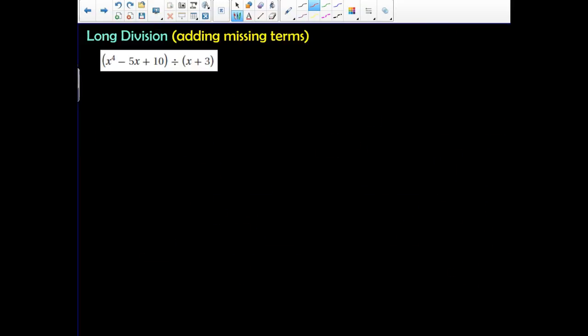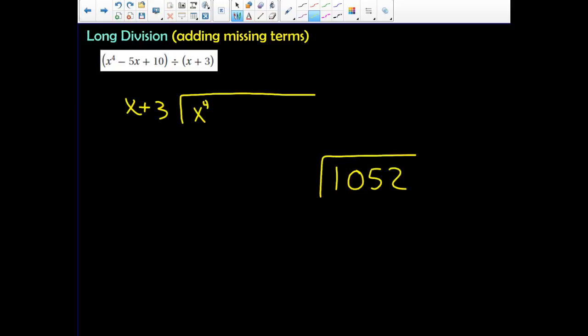The last little bit I want to show you is when you're missing some terms. So in this example, you have x to the 4th and then it goes straight to negative 5x. And just like when we divide numbers, let's say we needed to divide 1052 by 10 or something. Well, I have to put that 0 right here for the hundreds place, correct? If I don't, then it's going to screw everything up, right?